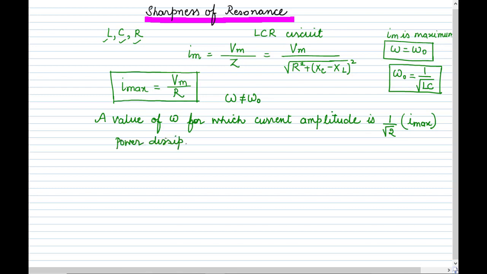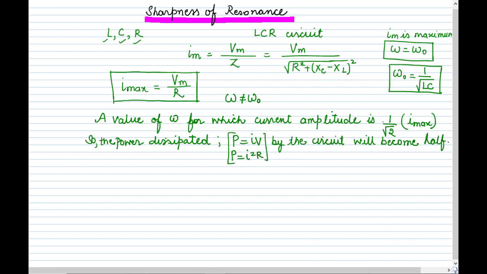You know that the power dissipated is given by P is equal to IV. So if you consider this, P is equal to I square R also you can write. So if the current is 1 upon under root 2 times, that means the power dissipated by the circuit will become half. This is the reason why we take only those values for which the current becomes 1 upon under root 2 times. Then the power will become half of the maximum value. So there are two such values for which the current becomes 1 upon under root 2 times.